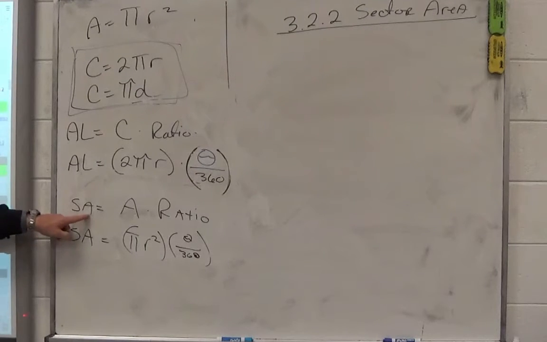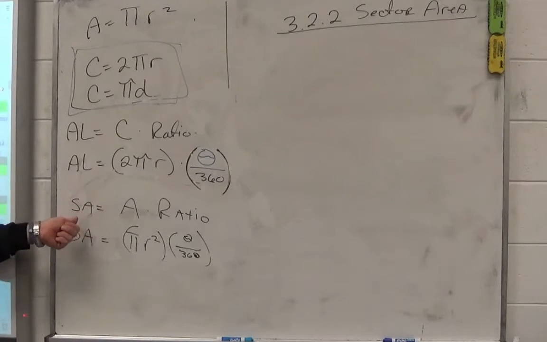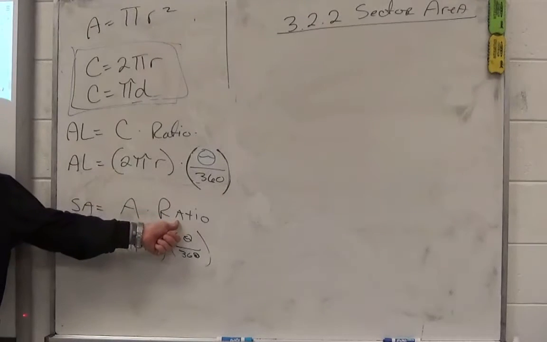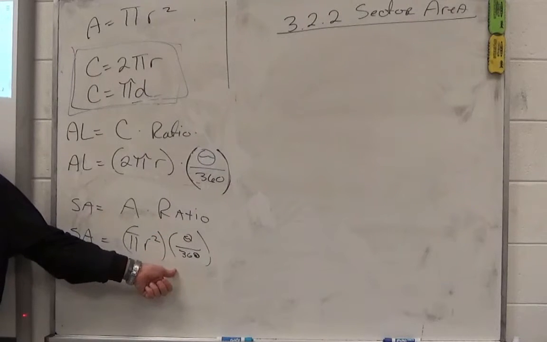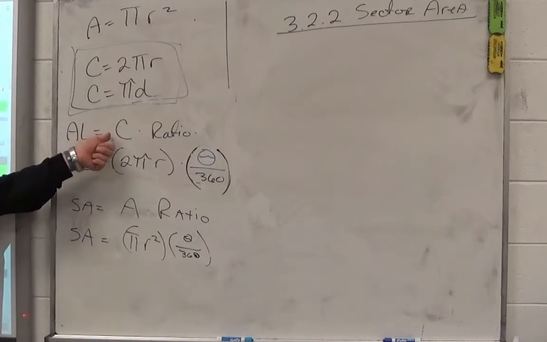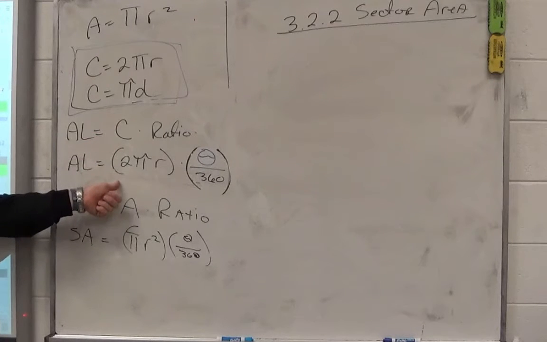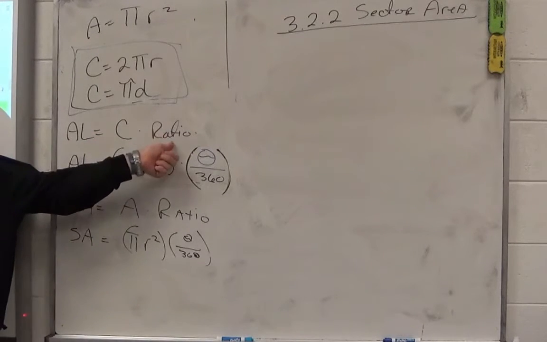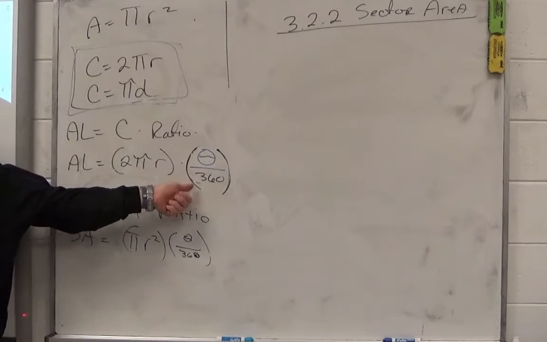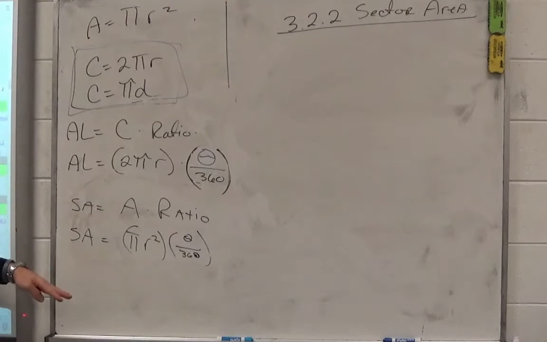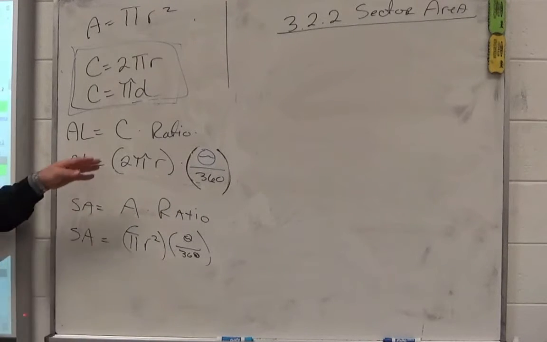If you just saw SA in a formula, you might confuse that with surface area, but we're not doing surface area. Analytic geometry only talks about sector area. The formula for sector area is area times the ratio, which more specifically is pi r squared times theta over 360. Notice that this formula is basically the same as the formula for arc length, right? Arc length is circumference times ratio, or 2 pi r, or pi times diameter times theta over 360. So these formulas are very, very similar, but we're not finding circumference, right?